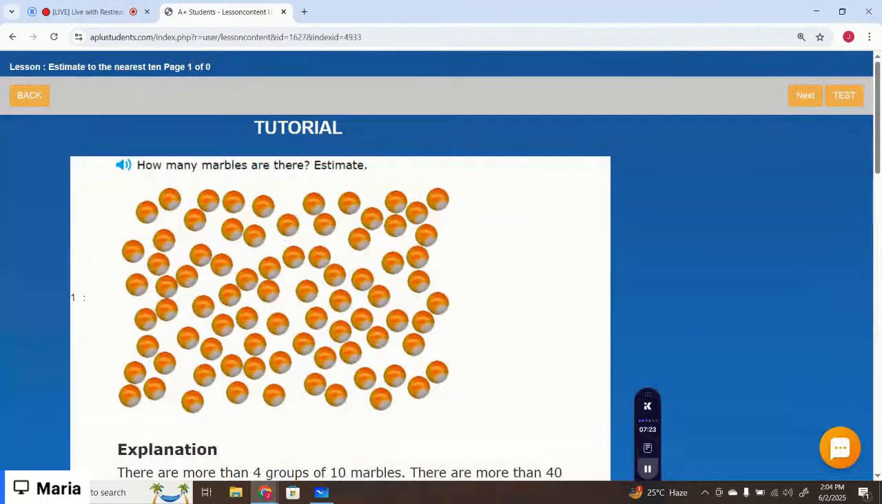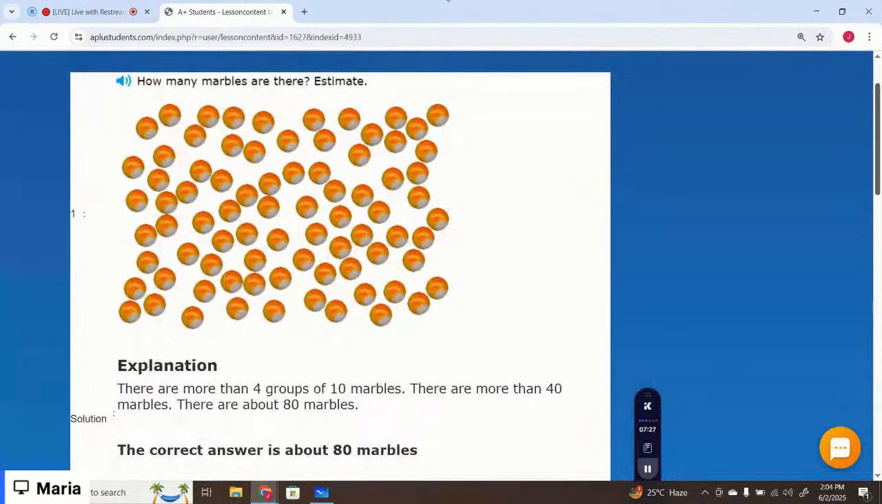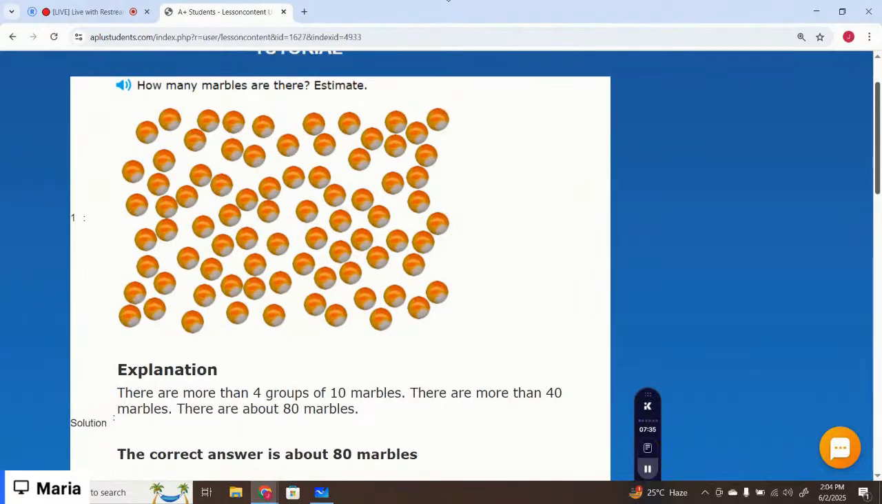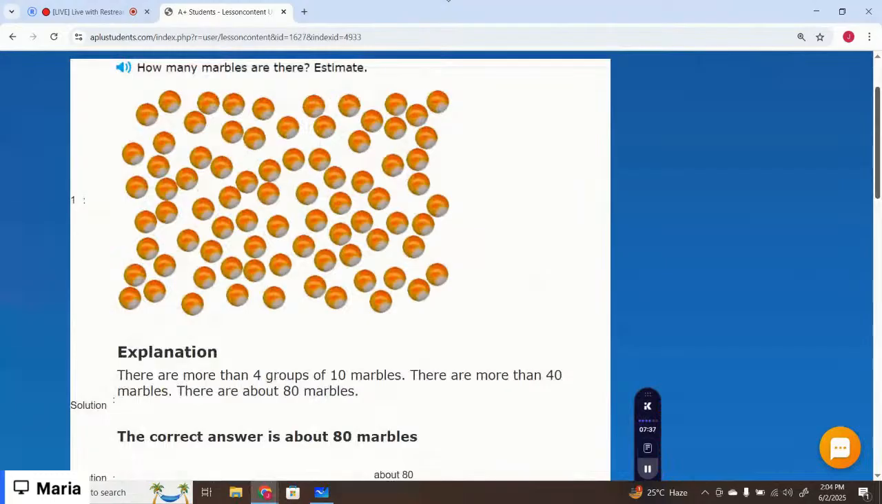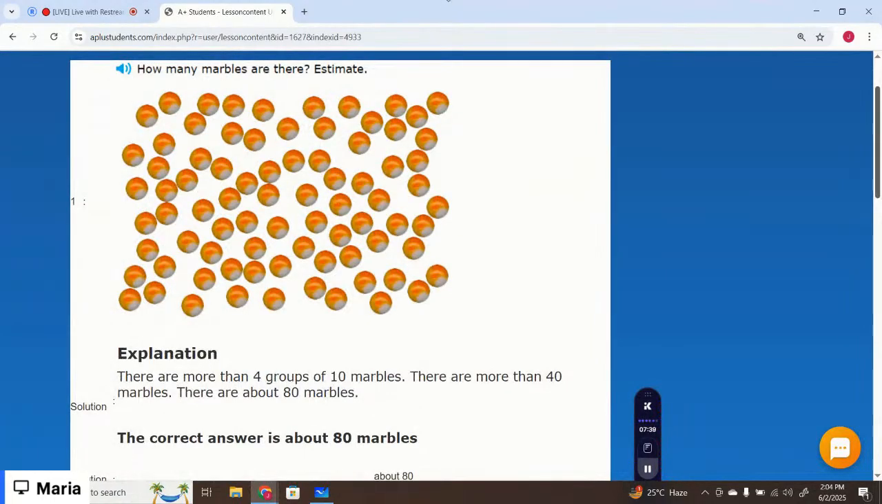How many marbles are there? Estimate. So basically, we don't have to count them. We just have to estimate the answer, right? So we are given four options. Here we are not shown the options, but one option is 40, right? But they are not 40, they look more than 40, right? So then they are about 80 marbles. The correct option is about 80 marbles.